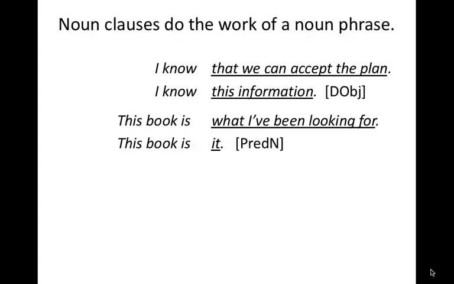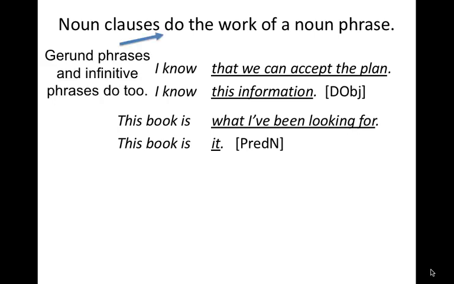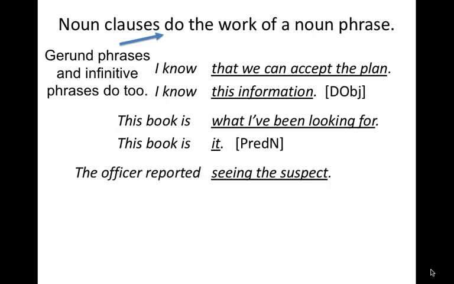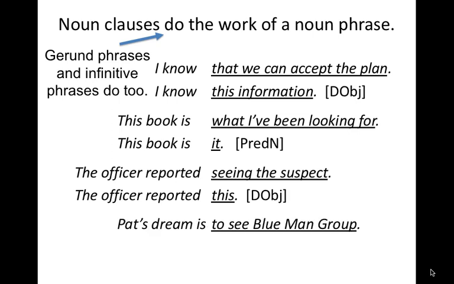Okay, so bringing this back to where we were, noun clauses do the work of a noun phrase, and gerund phrases and infinitive phrases also do the work of a noun phrase. For example, seeing the suspect occurs in the same place as a pronoun could. In this third pair of sentences, the underlined part is a direct object. So seeing the suspect is a gerund phrase. And finally, to see Bloom and group is an infinitive phrase, and it occurs in the same place as a pronoun, for example, could. In this fourth pair, the underlined part in each sentence is a predicate noun.